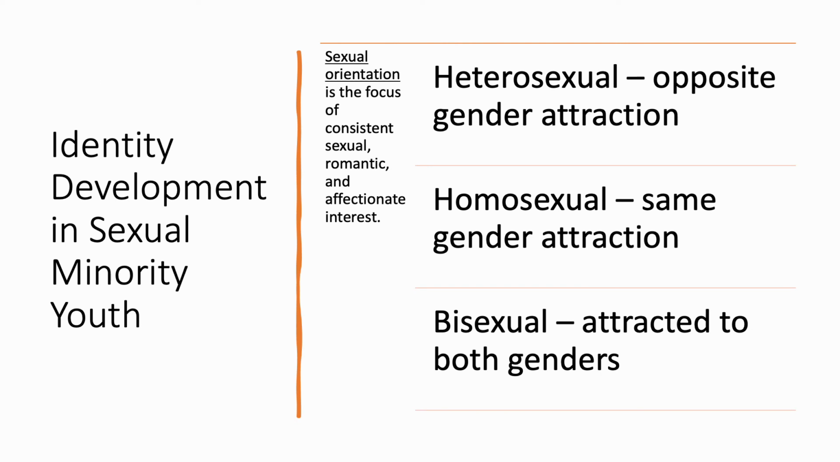Other forms of identity include sexual minority youth. In adolescence, sexual orientation generally becomes more clear. Sexual orientation is the focus of consistent sexual, romantic, and affectionate interest. Heterosexuals are attracted to the opposite gender, homosexuals the same gender, and bisexuals are attracted to both genders.